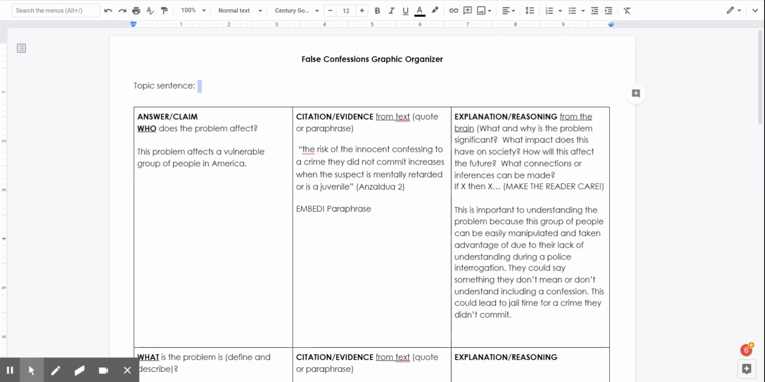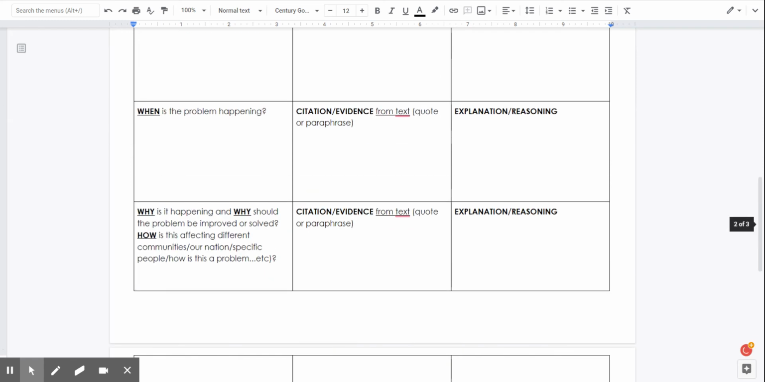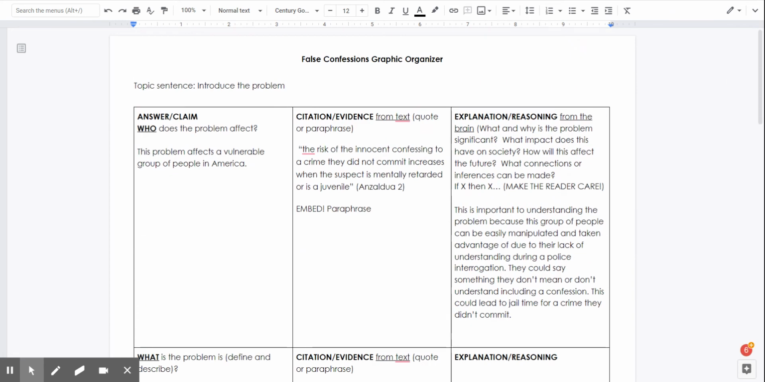Just a quick note, your topic sentence wants to just basically introduce the idea of the problem. And then in your concluding sentence, remind your reader that this is clearly a major problem. That's what you're going to want to do in those two sentences. And in another video, we'll look at a model paragraph that will show you some examples of topic sentences and concluding sentences. Okay, best of luck.